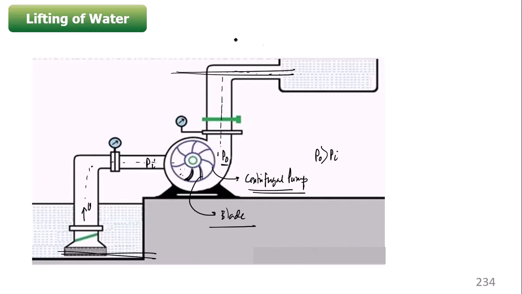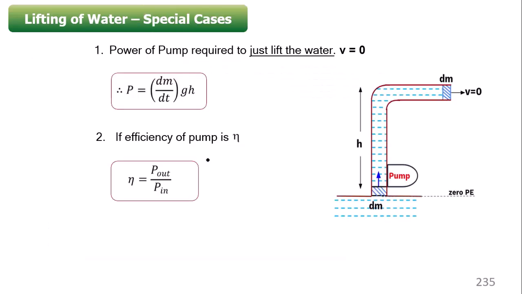So that means I have to increase the pressure. Okay, I have to increase the pressure. So in order to increase the pressure, the pump is basically imparting a kind of energy, that is the pressure energy. So with that pressure energy, liquid is going to be lifted.